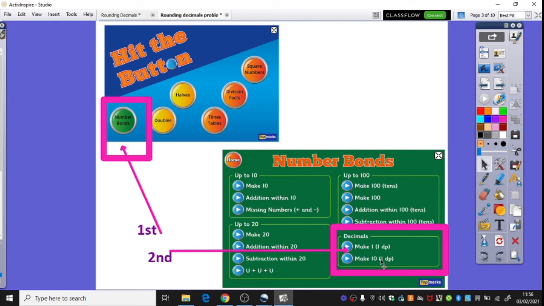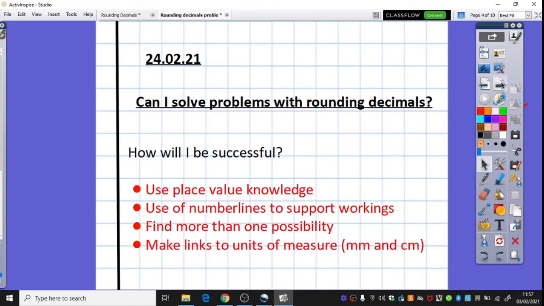If you feel like you need to go back and recap number bonds to 100, that's absolutely fine. Even 20 and 10 as well. So choose your level of challenge today, and we hope you enjoy playing that game, spending about 10 to 15 minutes. We're going to be continuing for our main math session today, looking at rounding decimals.